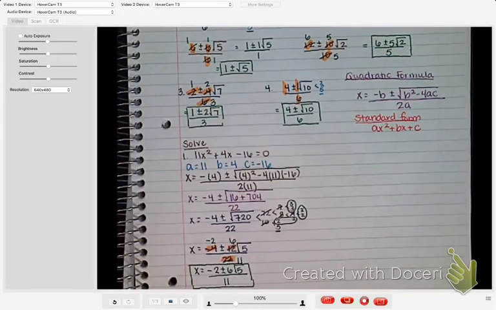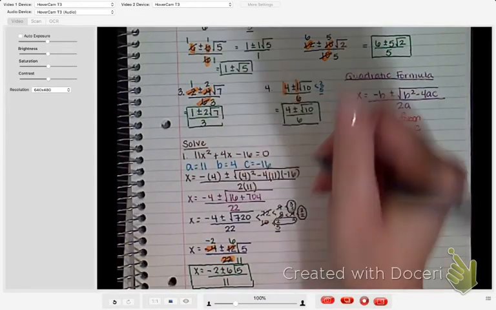Okay, I know it's a lot of work, but again, it will always work for you. So if you didn't like factoring, or you don't like completing the square or taking square roots, this will always work as long as you go through and do it step by step. As soon as you start skipping steps, that's where you're going to run into issues.